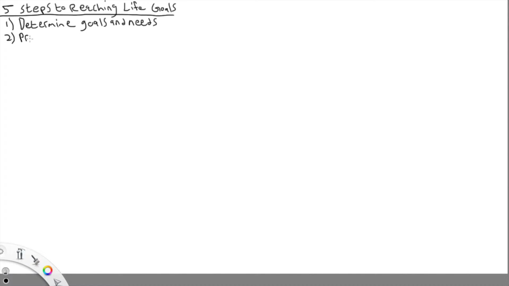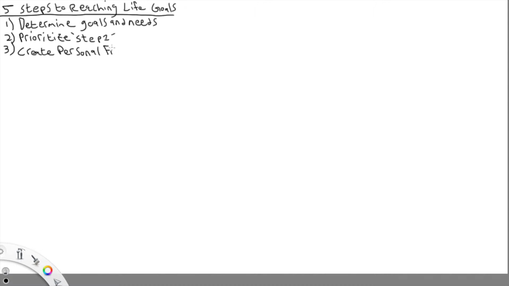Financial planning is used to determine if and how individuals can reach their life goals by managing financial resources. We recommend a 5-step system. First, determine your goals and needs. Second, prioritize your findings from step 1.